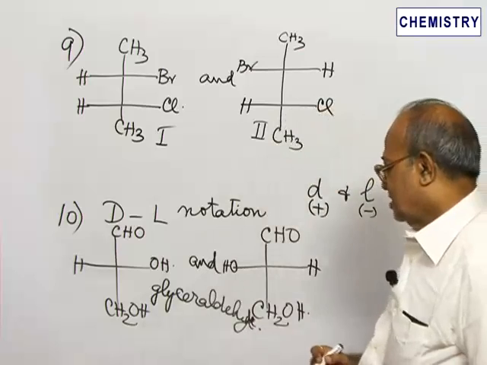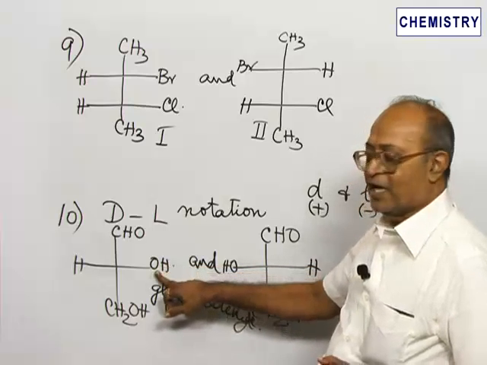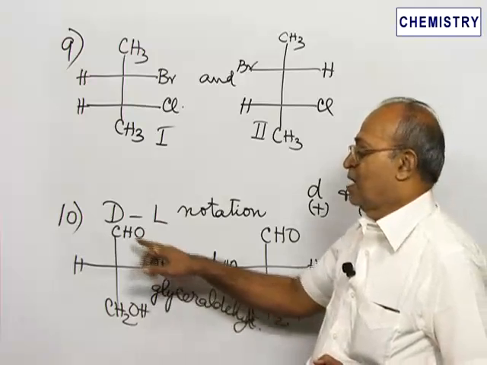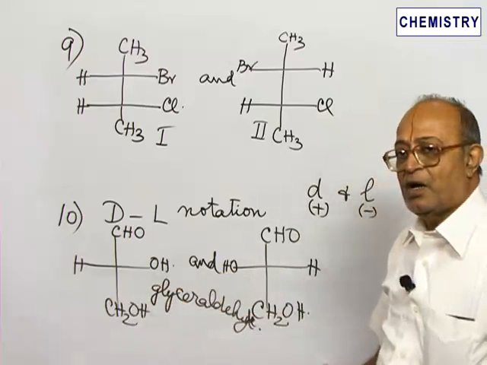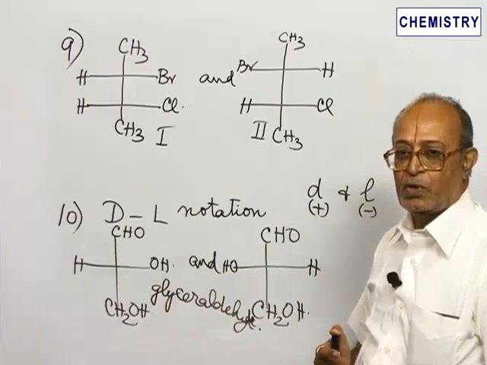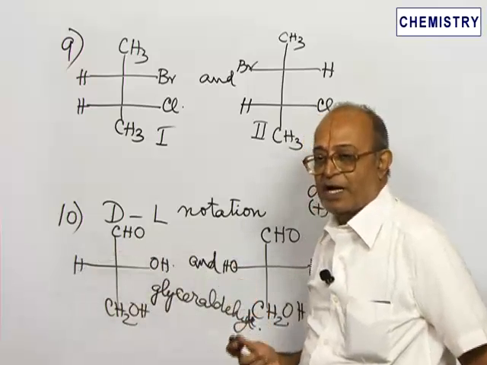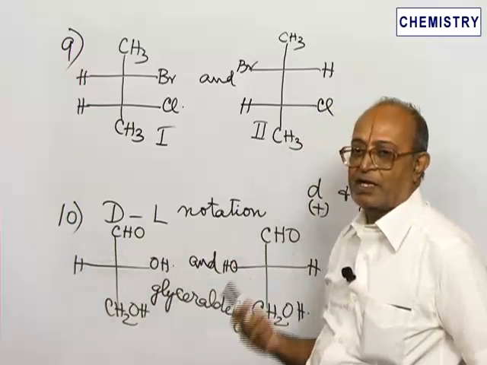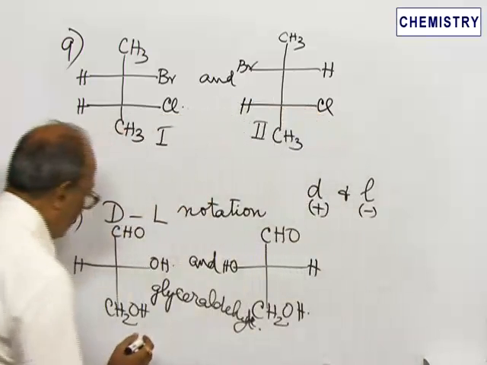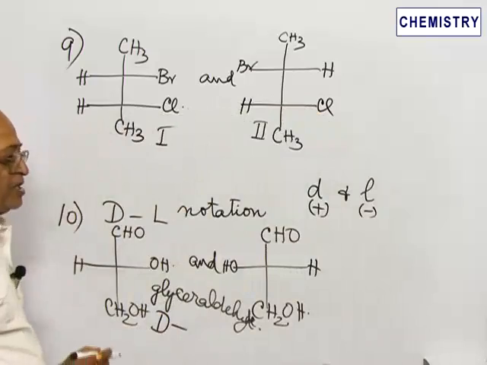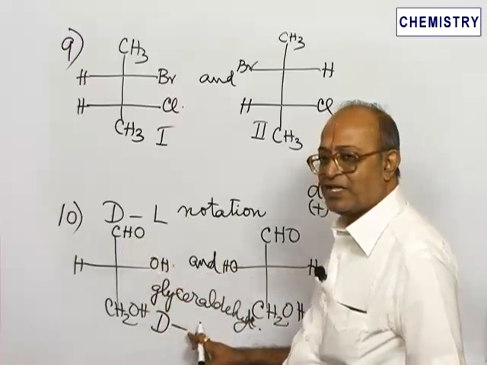Now, in this glyceraldehyde, you can notice, consider this structure. OH lies on the right hand side, H on the left hand side. Now, any optically active molecule having this arrangement around the asymmetric carbon atom, namely OH lying on the right hand side and H lying on the left hand side, this is given the notation capital D. That is, this belongs to capital D series.